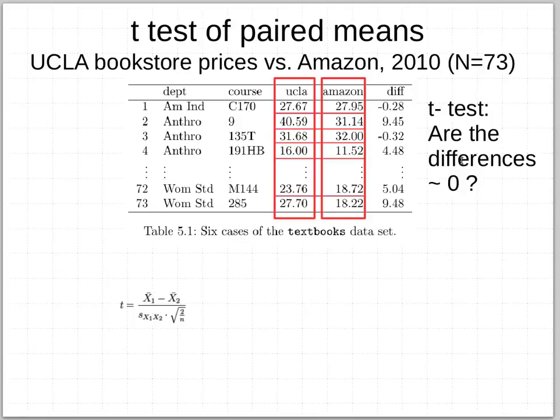The t-test now is asking, are the differences 0? But rather than just looking at the difference column like we did before, we're looking at each number compared to its matching one. So 2767 compared to 2795, and then 4059 compared to 3114. So we're looking at these paired t-tests by comparing the pairs one at a time, essentially across the whole list. We're acknowledging that there's a matched price here, that they go along with the same textbook for the same course. Okay, so paired, recognizing that there is a reason why these numbers are aligned next to each other.